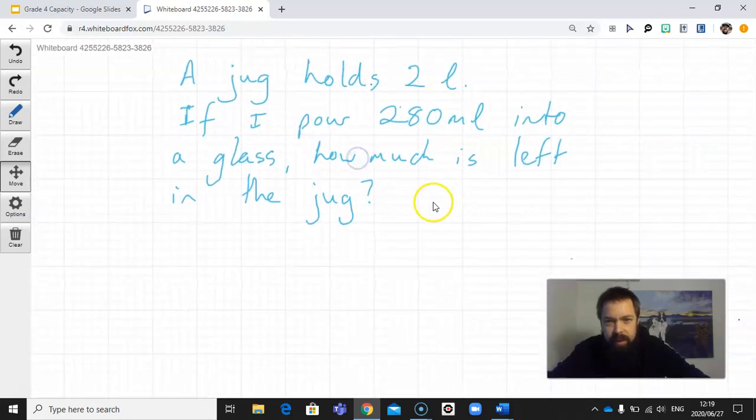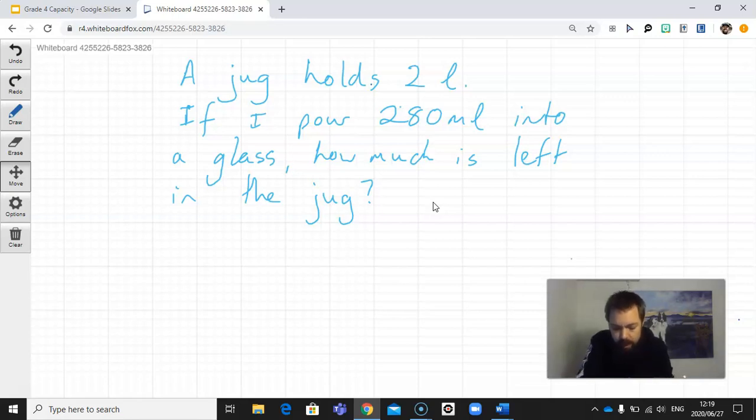Okay, the next one is I've got a jug that holds 2 liters of water. If I pour 280 ml into a glass, how much is left in the jug? So first of all, I've got two different units of measurement here. I've got liters and milliliters. I need to make them the same to work with them. At this stage of your mathematical progress, I would say it's going to be easier to make them both into milliliters. So let's convert that. So we're going 3 jumps down. So we're going to add 3 zeros on. So 2 liters is 2000 milliliters.